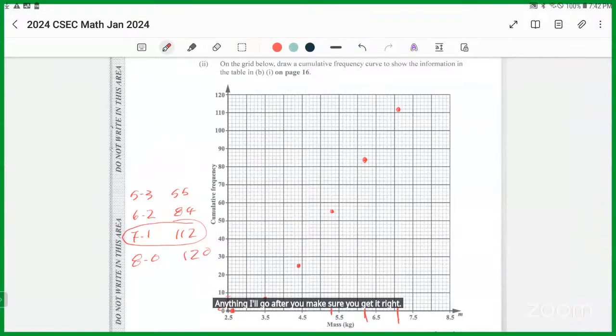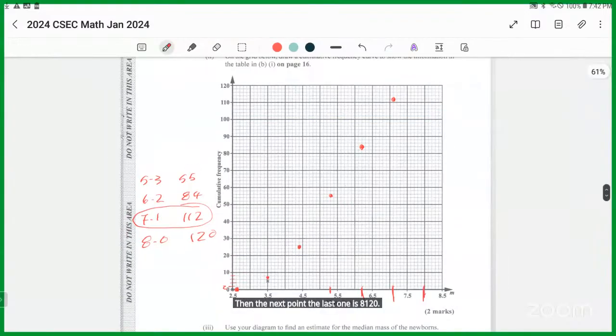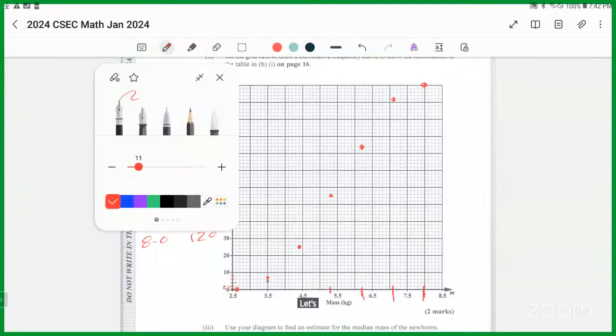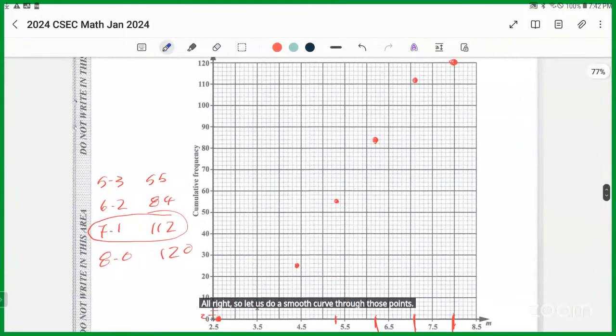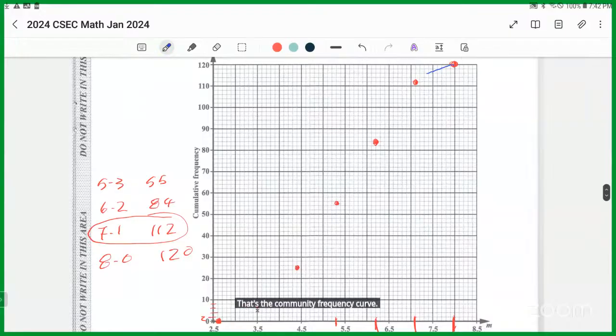Then the next point, which is the last one, is 8, 120. So the 8 will be right here, and the 120 is right up on that top line. So we're talking about this point at the top right there. So those are the points. Draw a smooth curve through those points, and you have your OG. All right, let's draw it in a different place. Let's draw it in blue. Let's draw a smooth curve through those points. That's the cumulative frequency curve.